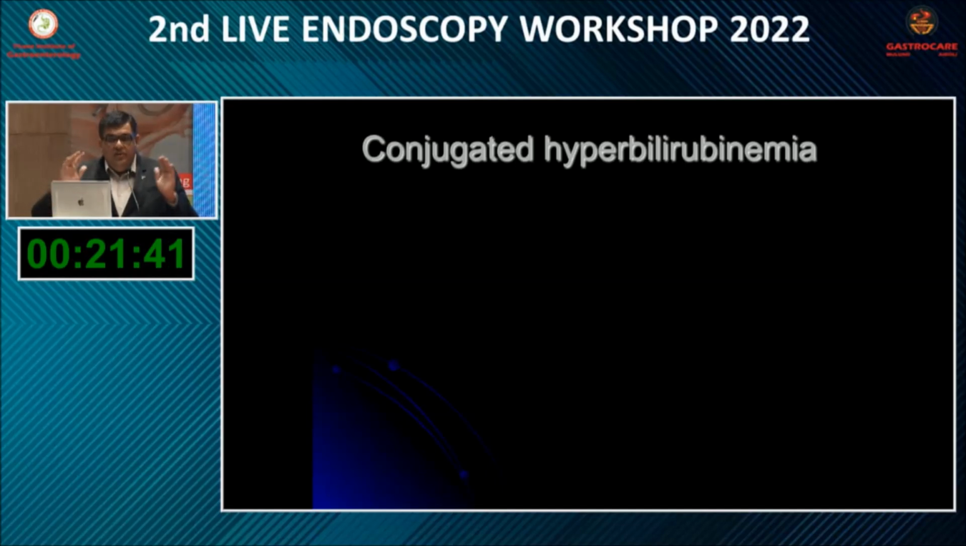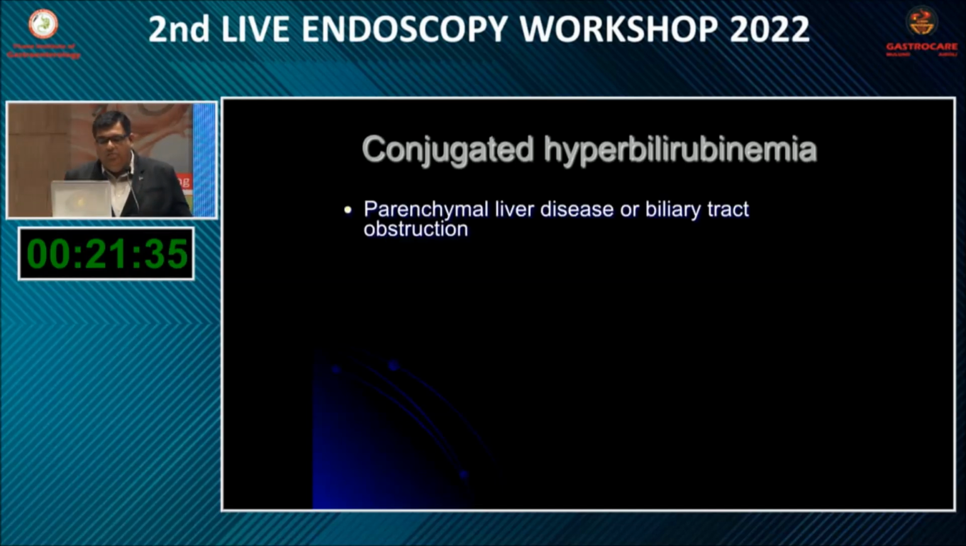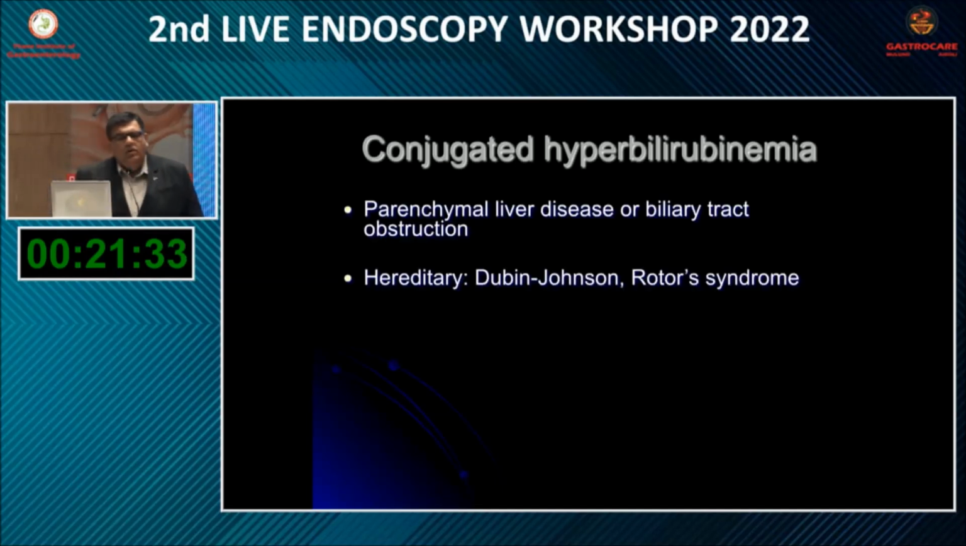That is, this bilirubin is increased either because of the liver or because of a problem in the bile ducts. So you have on one hand rare disorders like hereditary disorders, Dubin-Johnson and Rotor syndrome, which are again extremely rare. So if you don't know about them, it is absolutely all right. They will be presenting in young people, in the first or second decades of life.